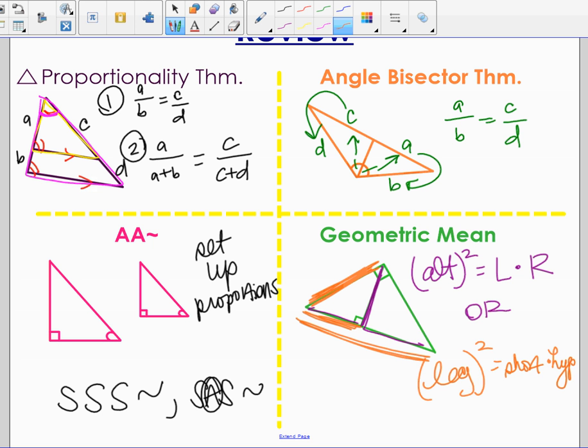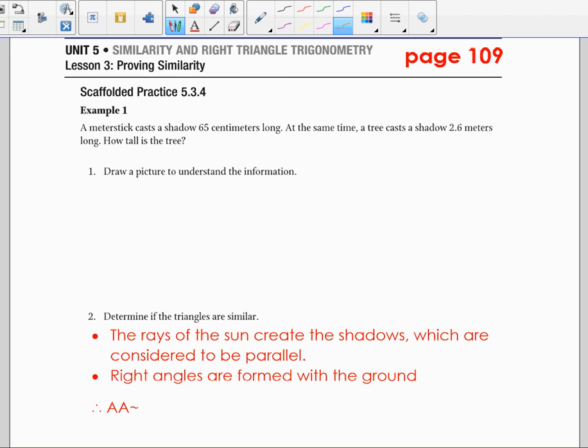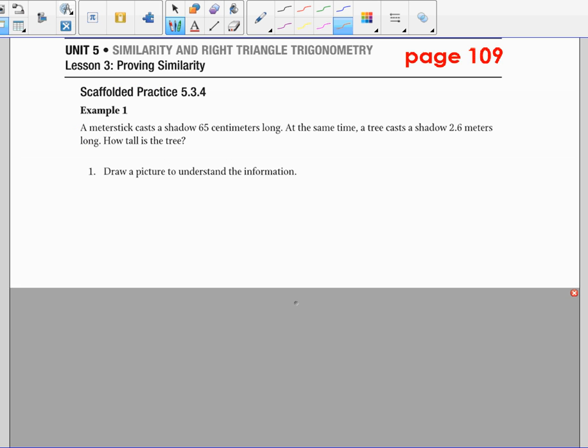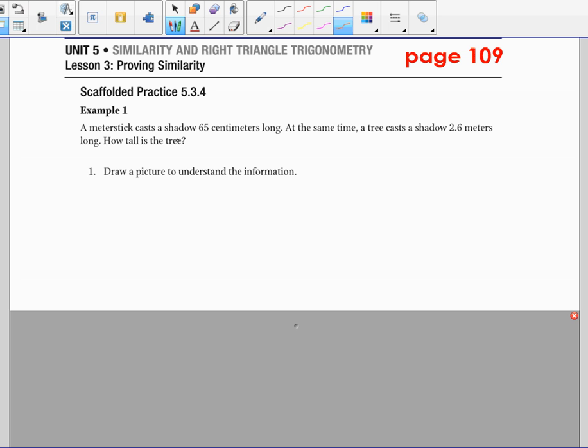We just have a couple examples to go through. And the biggest thing is just identifying what you know about the picture and what theorem you can use. So if you look at page 109, we have a meter stick that casts a shadow 65 centimeters long. At the same time, a tree casts a shadow 2.6 meters long. How tall is the tree?